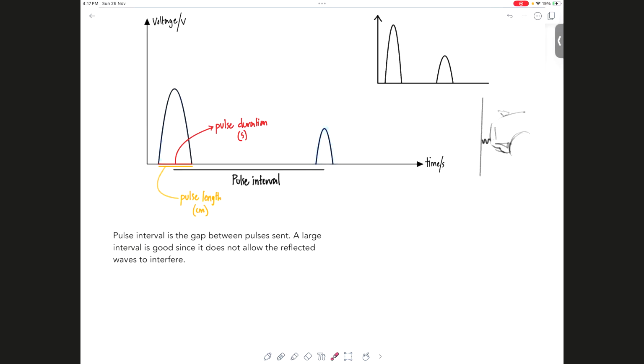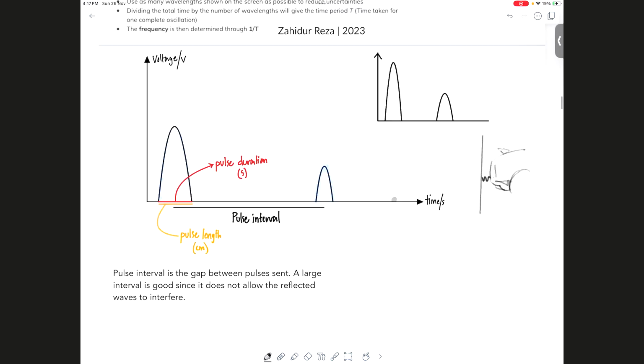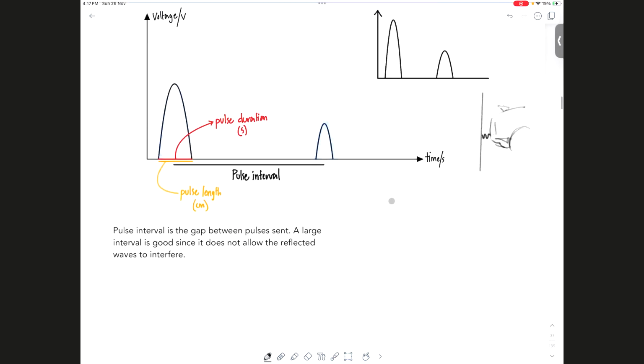Okay, so this is basically pulse duration, pulse length, and pulse intervals. I'll write what they mean on the side. Page 31 এর পাশে, 31.